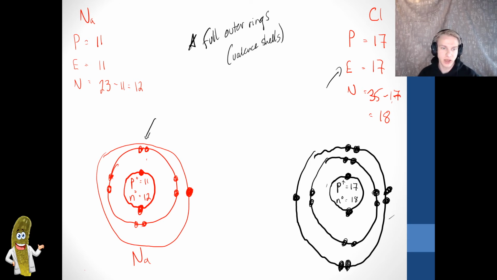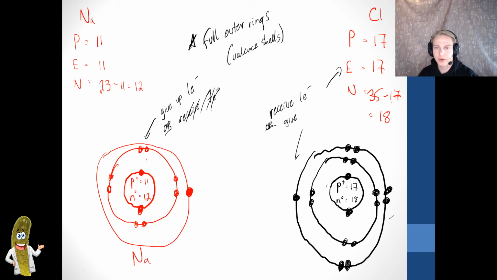And so with sodium, we can either give up 1 electron or we can receive 7 electrons. And we said that we don't want to do this second option because that requires way too much energy. We want to do this first option where we give up 1 electron. With chlorine over here, we have 7 valence electrons. So we can either receive 1 electron or we can give up 7 electrons. And again, we said whatever number is lower in this choice is what we want to go with.